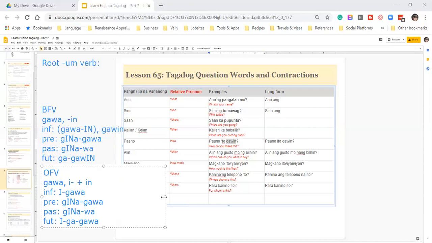Let me show you so you can have an idea. If I will use the BFV, that is how you use it. Paano ito gagawin? This is a question. If you were to use this as a sentence or in a statement, you would have to say it like this. For example, you will answer that question. Paano ito gawin? For example, let me give you the ang case.